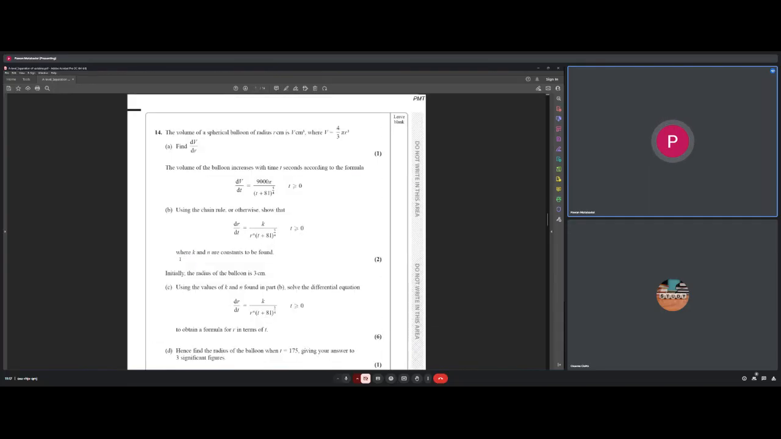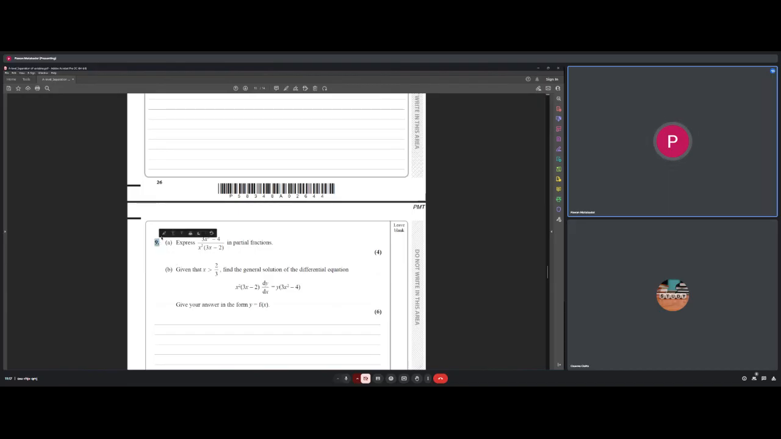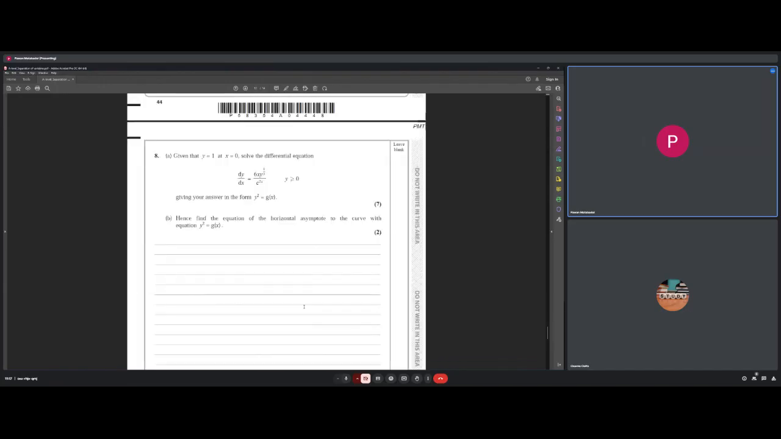Anything that's highlighted, really, I guess. Have a go at this as well. This one's about partial fractions.